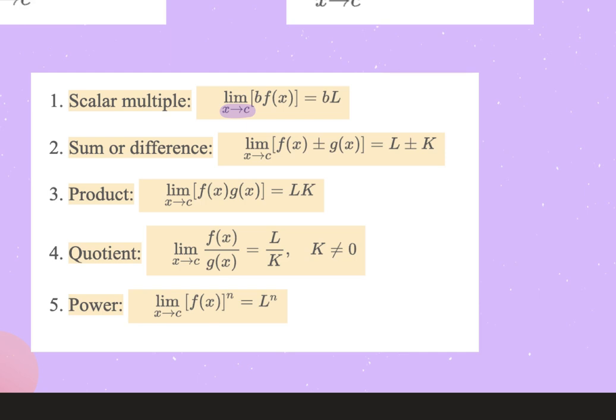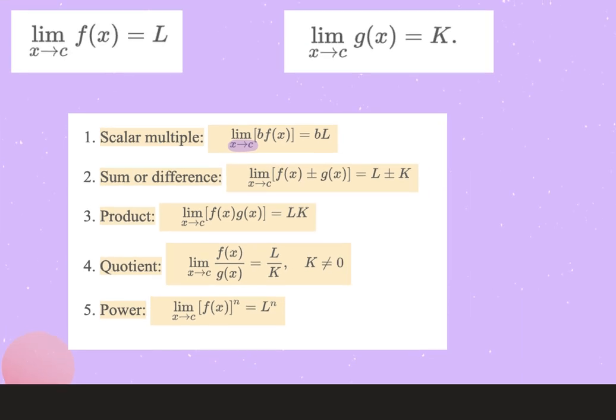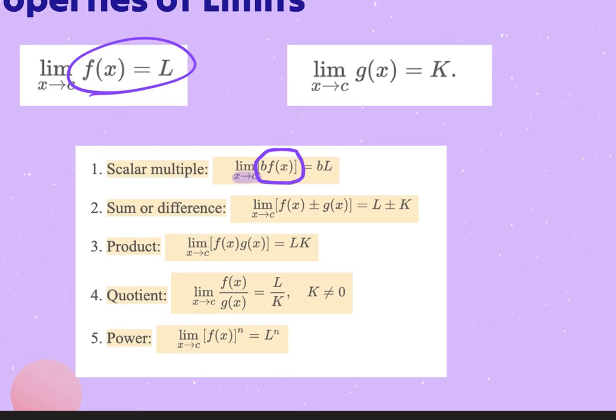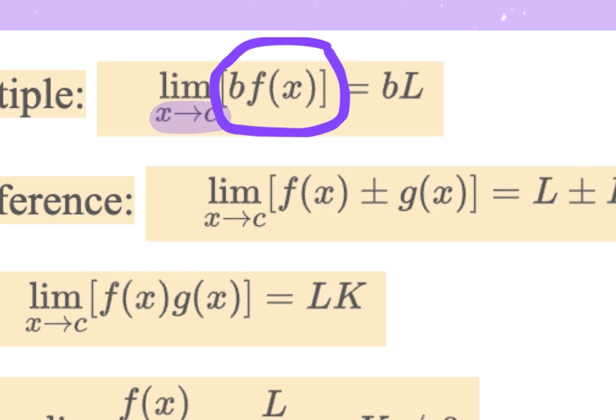So if I had an f of x to begin with, if it told me f of x was L, and then I took my function, and those are not absolute value bars, those are brackets, and it said find the limit of b times f of x, then all you have to do is b times L. So whatever that original value is, it's a scalar multiple, you multiply it by.